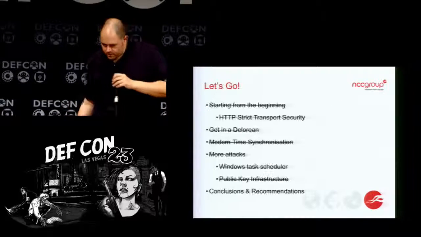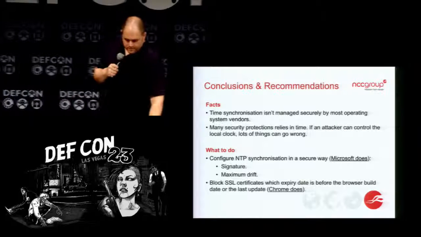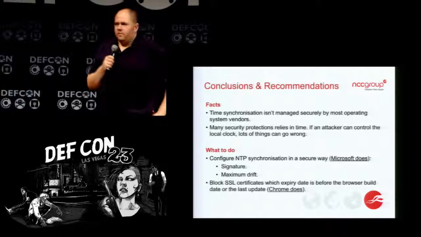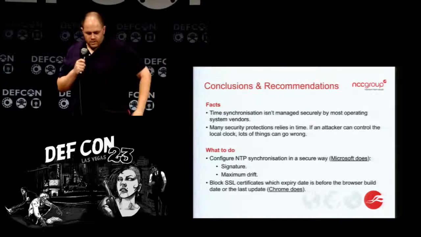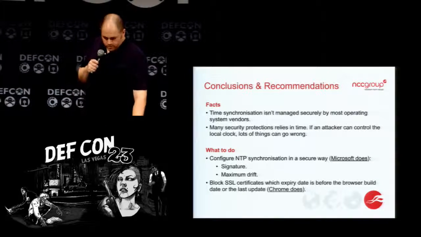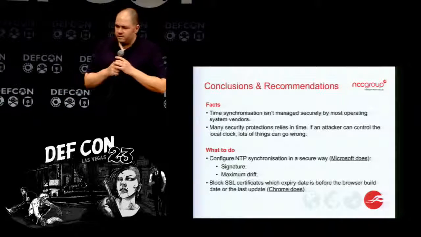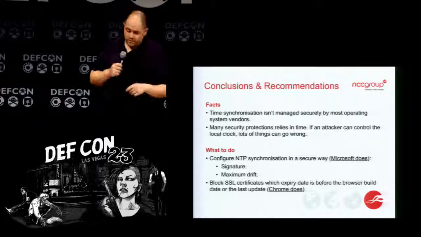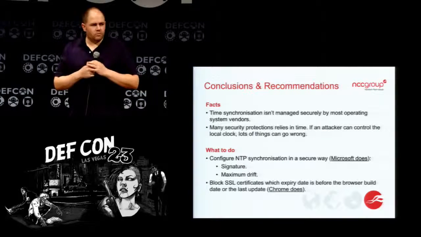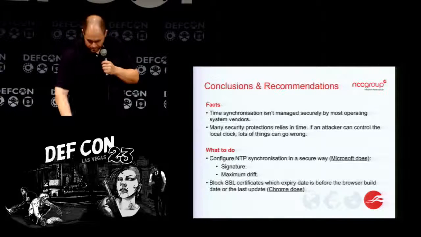So, well, you know, the time synchronization is something that probably should have more security controls, like Microsoft does, for example. There are a lot of other security controls. For example, Chrome has a warning if the date in the system is older than the build time of the browser. So there are some controls that could help.